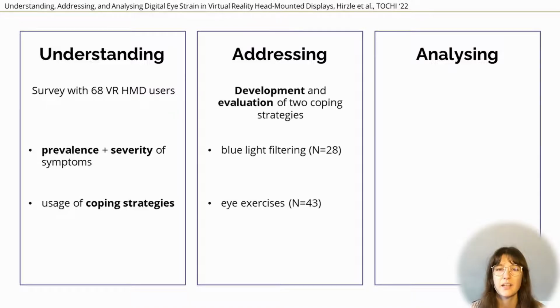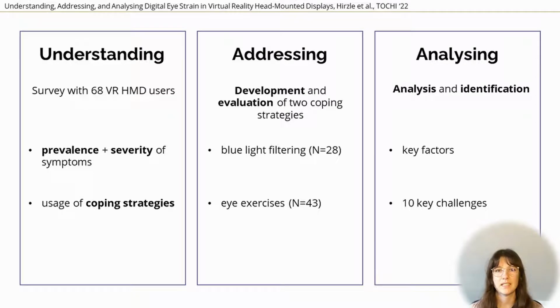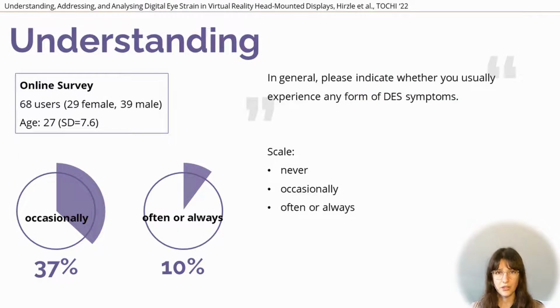In the second part, we addressed this problem by developing and evaluating two coping strategies. And these are blue light filtering and eye exercises. And finally, we present an analysis and we identified several key factors that underlie this problem and found the two major factors, susceptibility and gender, which have an influence. Finally, we summarize our main findings in 10 key challenges that can guide future work in this area. So I want to start with the understanding part. I'm not going to present everything, but just some selected questions.